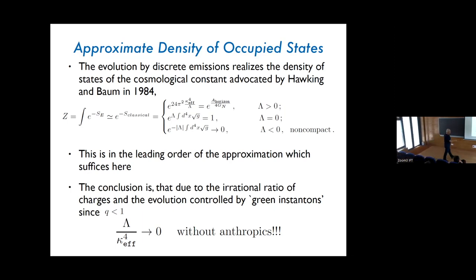I'm going to close up in a few. Notice also that this has been selected by dynamics rather than by anthropics. Because only these green instances are operational. The gold instances that mess it up are now impossible once you get to the regime Q is less than one.